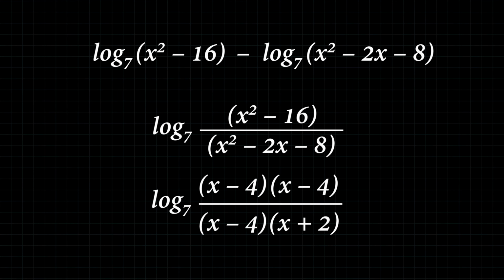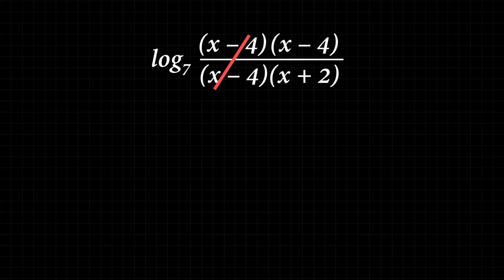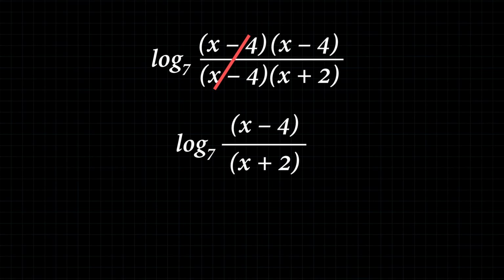Now we can factor both the numerator and the denominator, giving us something that looks like this. And of course, we can cross out the brackets that are identical, which are the x minus 4s, leaving us with the final answer of this.